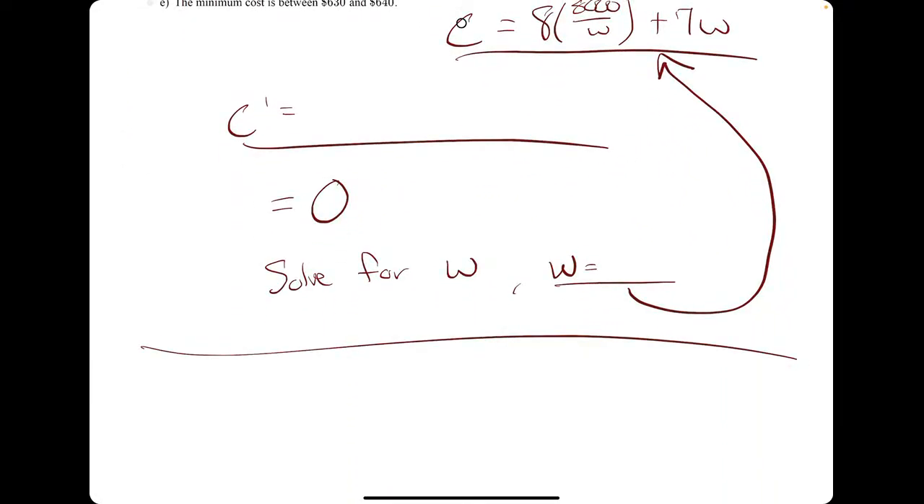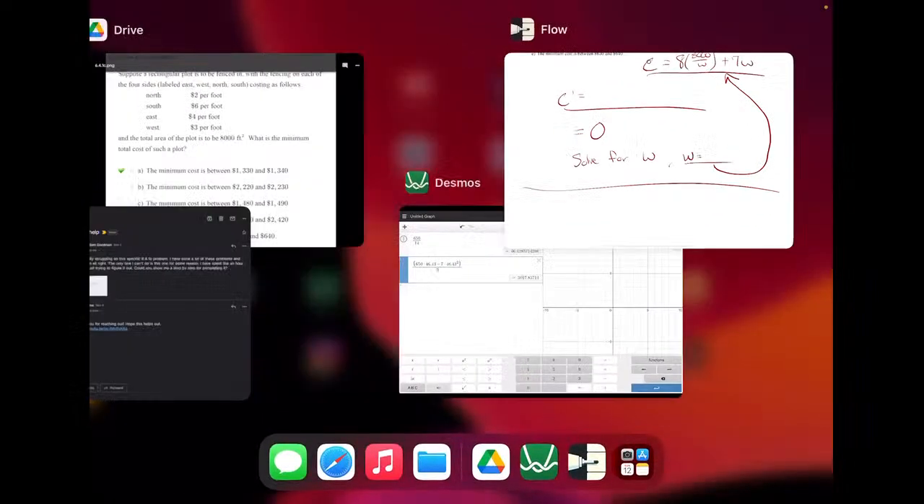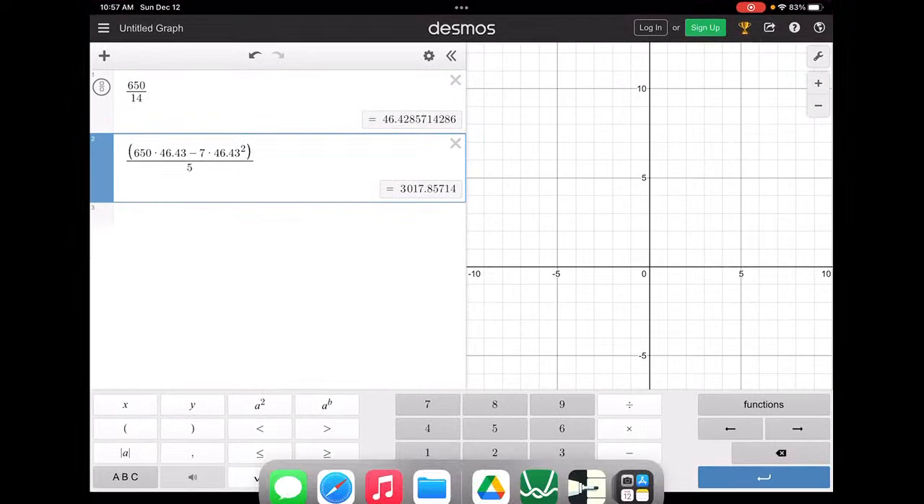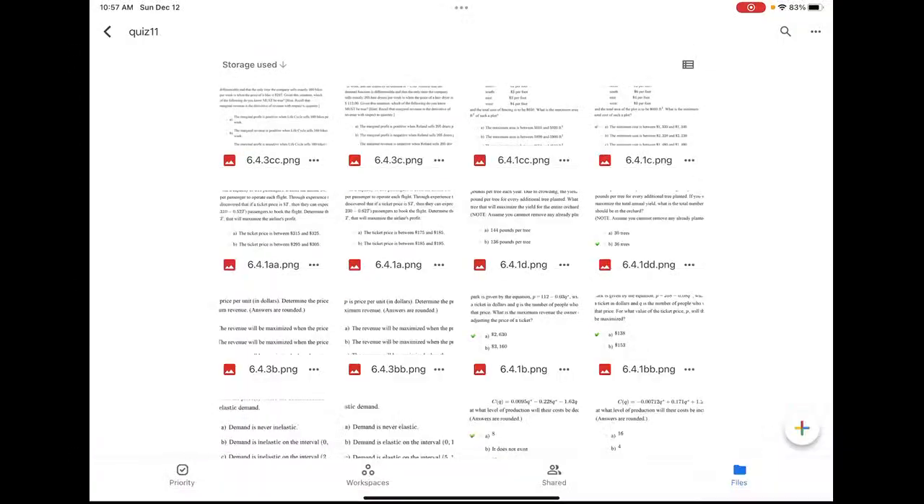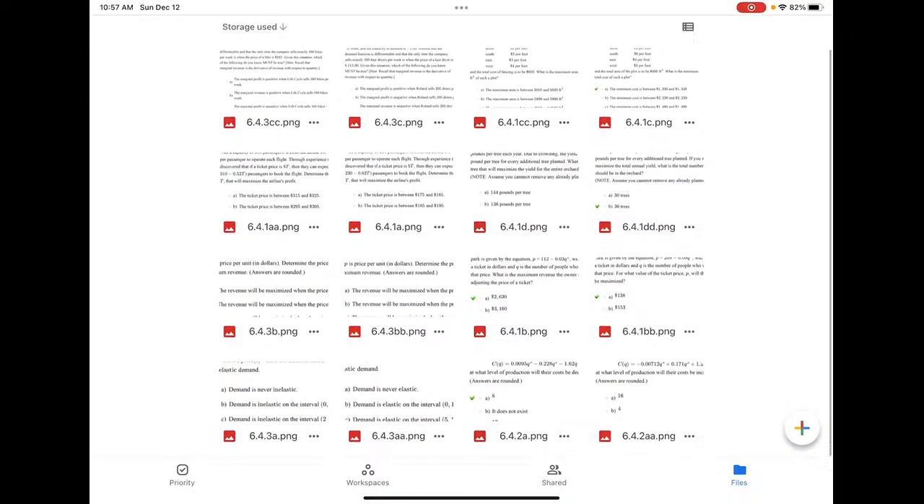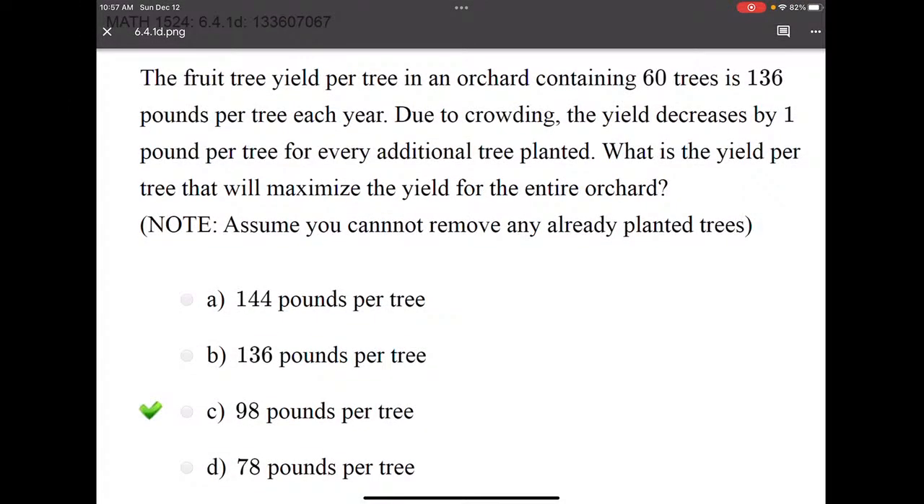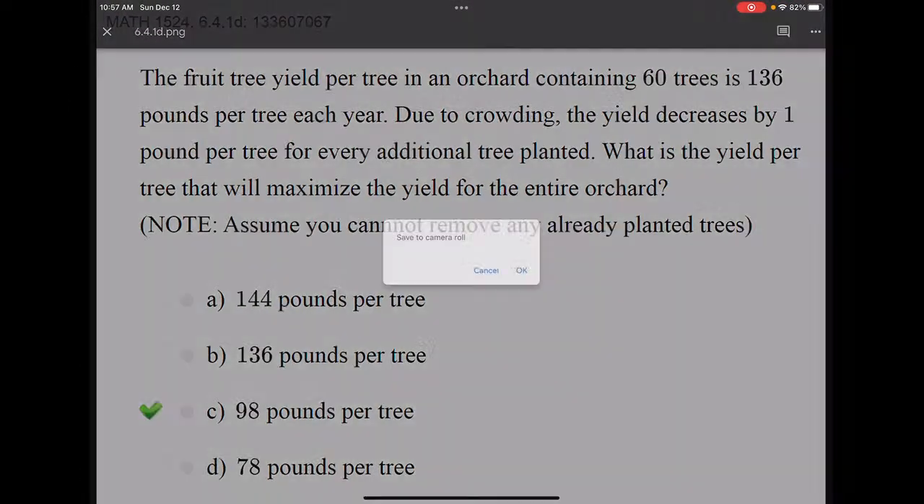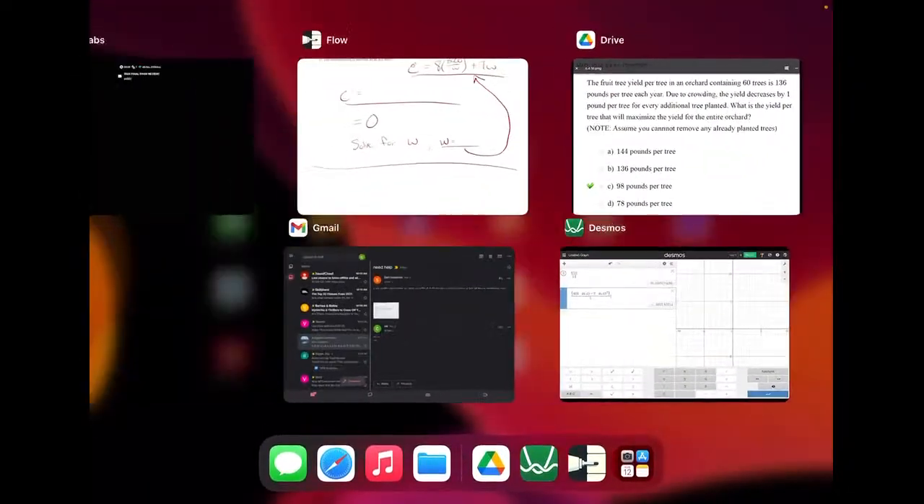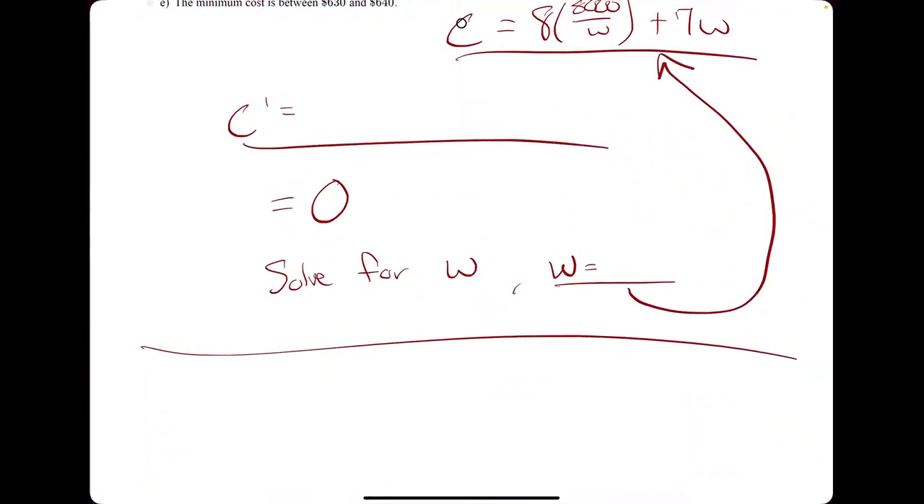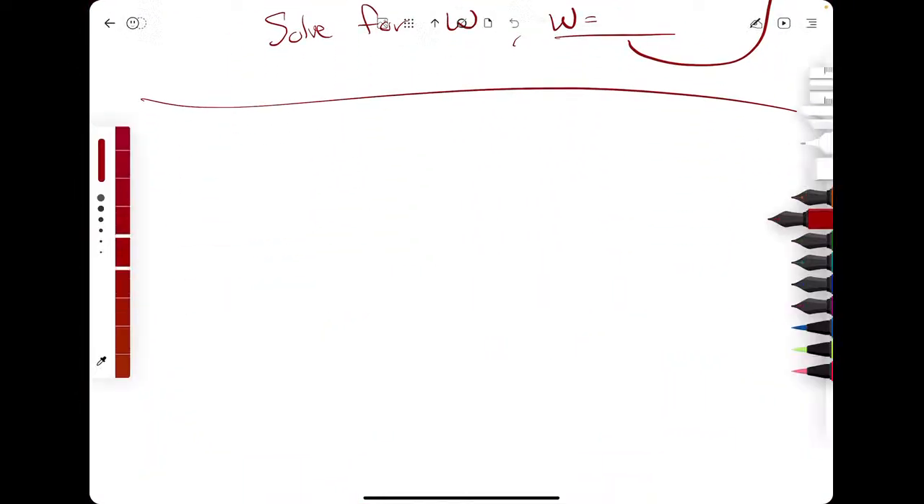Let's see what I wanted to do next. I do want to do the tree problem. I think that's also in quiz 11, hopefully. It's like the yield of trees. Yeah. All right. This one's a quick one. Let's talk through it.